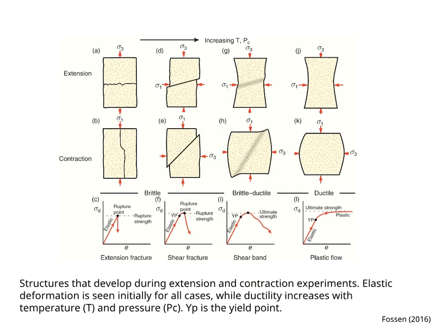Elastic deformation is observed initially for all cases, while ductility increases with temperature and confining pressure. In the stress-strain curves, Yp is the yield point. Extensional fractures form at low confining pressures in the brittle regime. Shear fractures form in the brittle regime. Shear bands develop in the brittle ductile regime. And in the ductile regime, the deformation is more distributed, and strain increases at constant differential stress. This is known as plastic flow.